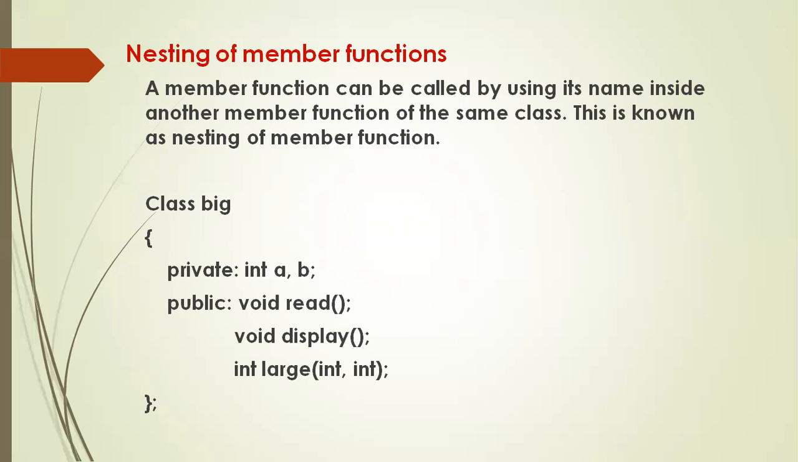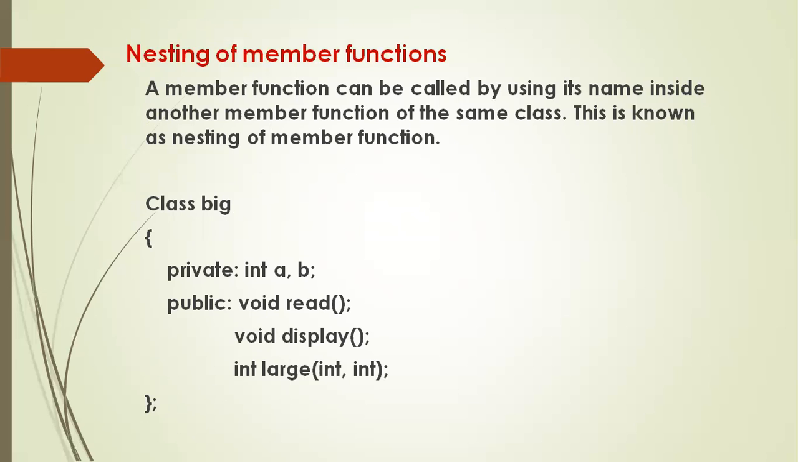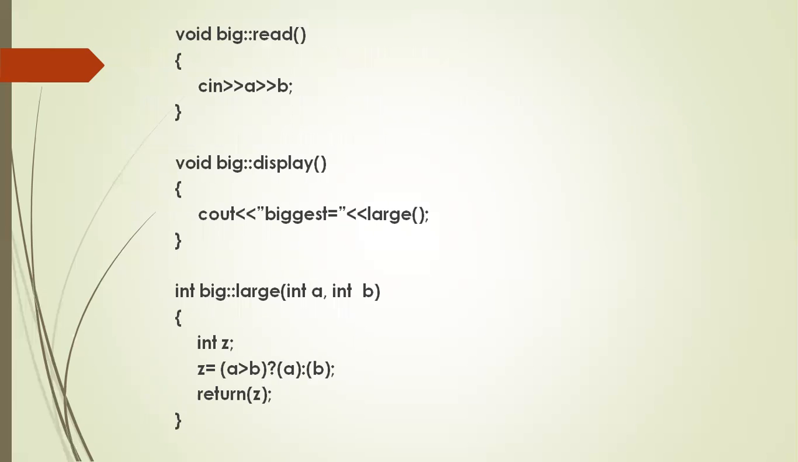I will explain how these three functions are defined outside the class. Let us start with the first function called read. Return type is void, the class it belongs to, big, scope resolution, read. Then within the read function, I will input the values for the two data members A and B. Now the second function: return type is void, class name is big, function name is display. Within the display function, I will write display biggest equal to large.